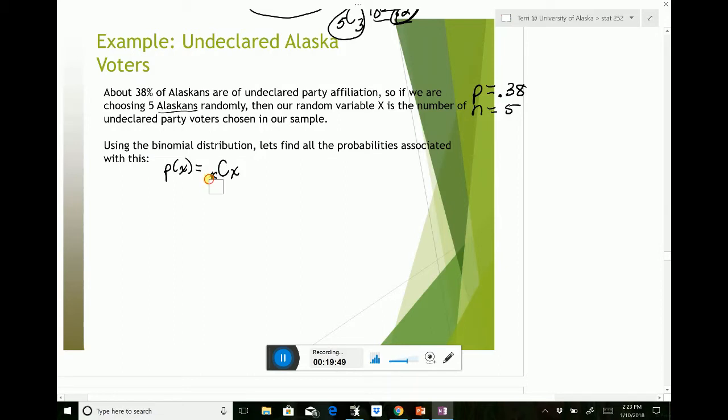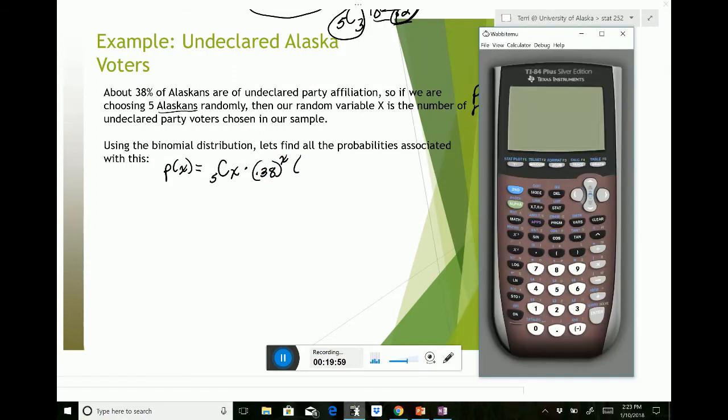Now it still doesn't look good. Every time I erase something, it looks worse. 5 choose X times 0.38 to the x power. And what's 1 minus 0.38? 1 minus 0.38 is 0.62, to the 5 minus x power.